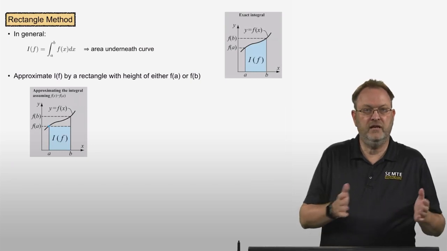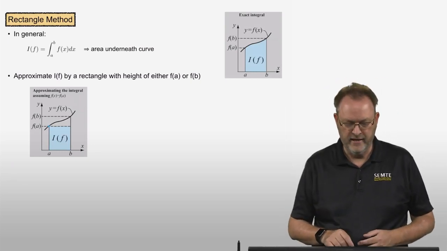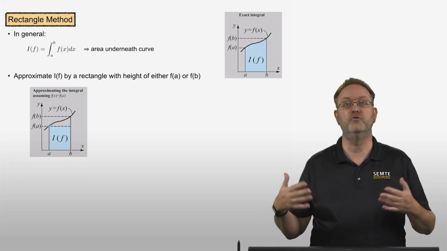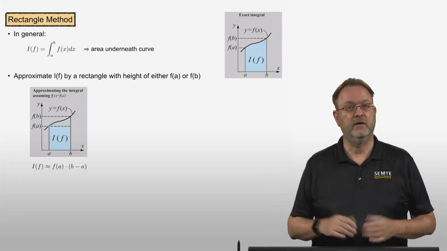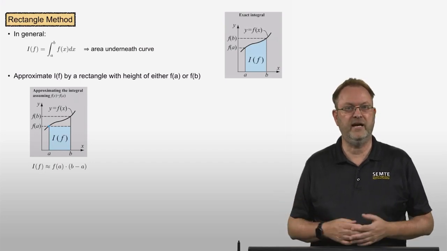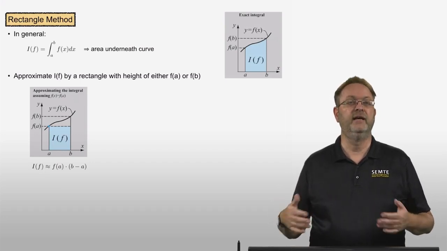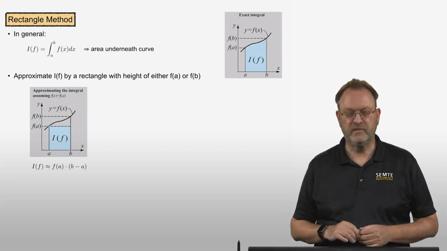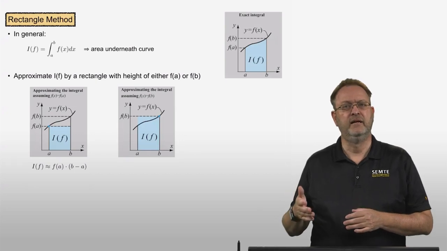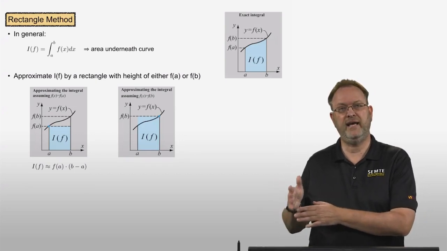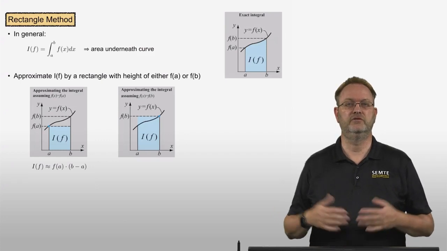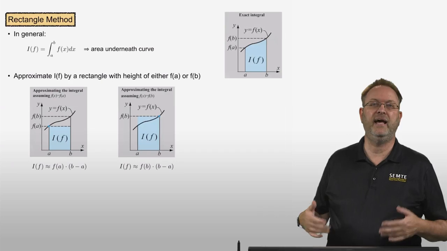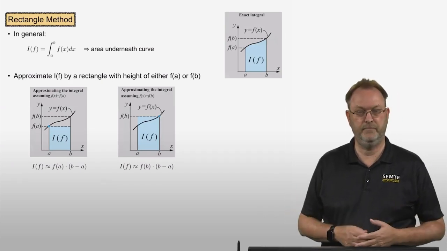So if we're using the left function value, f of a, we have this shown area that is supposed to approximate the true area underneath the curve. And we can calculate this rectangle area by the function value, f of a, times the width of this rectangle, which is b minus a. If, on the other hand, we use as a height the function value at the right end of the interval, so we would use f of b, then the rectangle area would be f of b times the width, which is still b minus a.